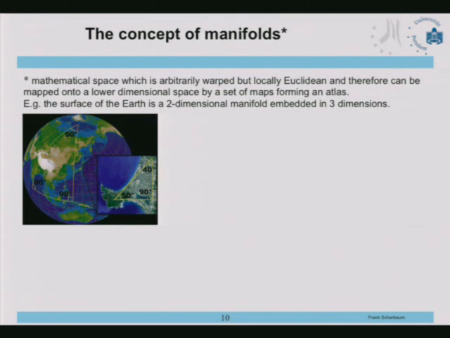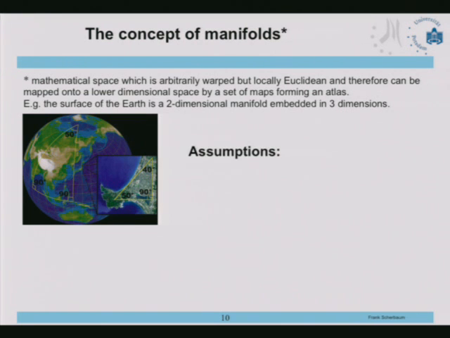Another key concept which we will need in the following is that of a manifold. This is a mathematical object, a mathematical space, which can be arbitrarily warped. But if you look at it in a fine enough scale, it's locally Euclidean, and therefore it can be mapped. An easy example of that is the surface of the Earth. This is a two-dimensional manifold, which we can obviously represent by maps, by an atlas, but it's embedded in 3 dimensions. So we will use a similar analogy in the case when we deal with ground motion models.